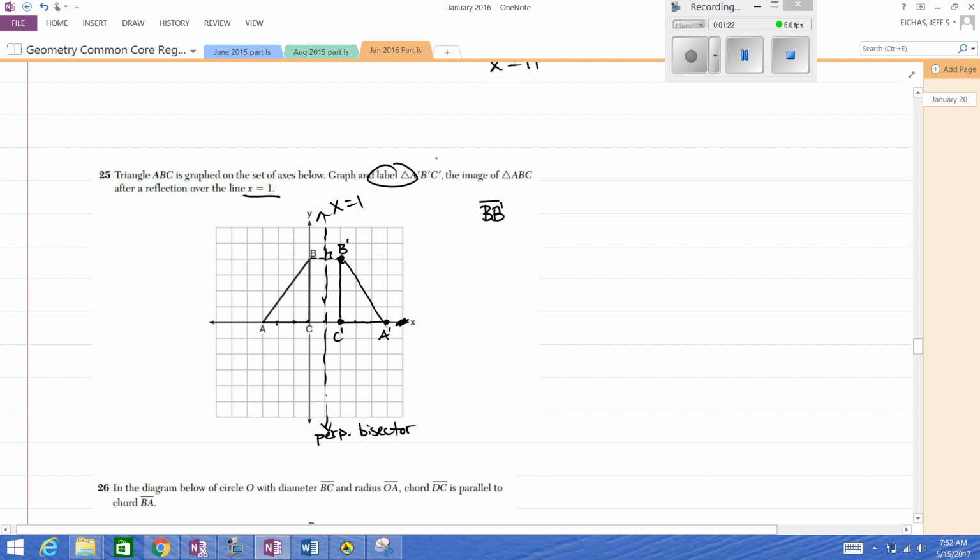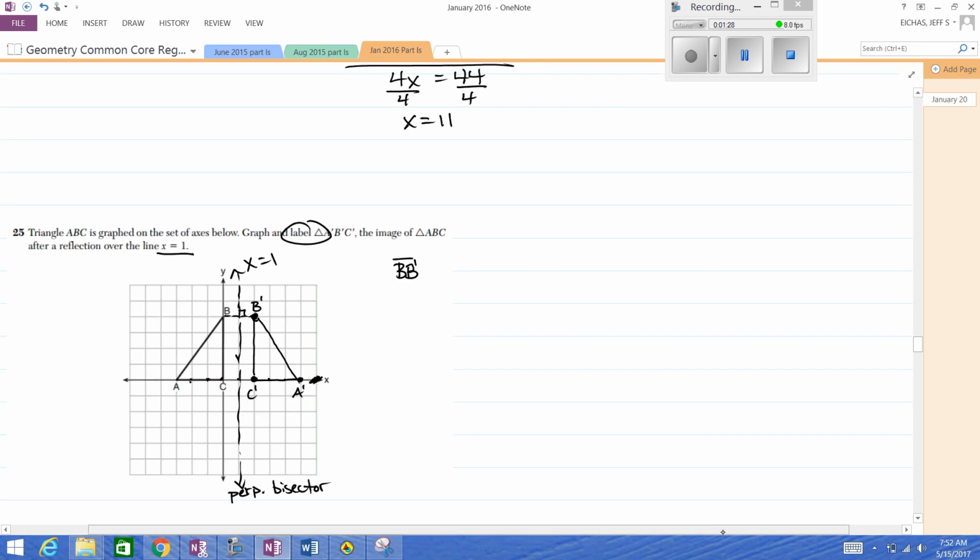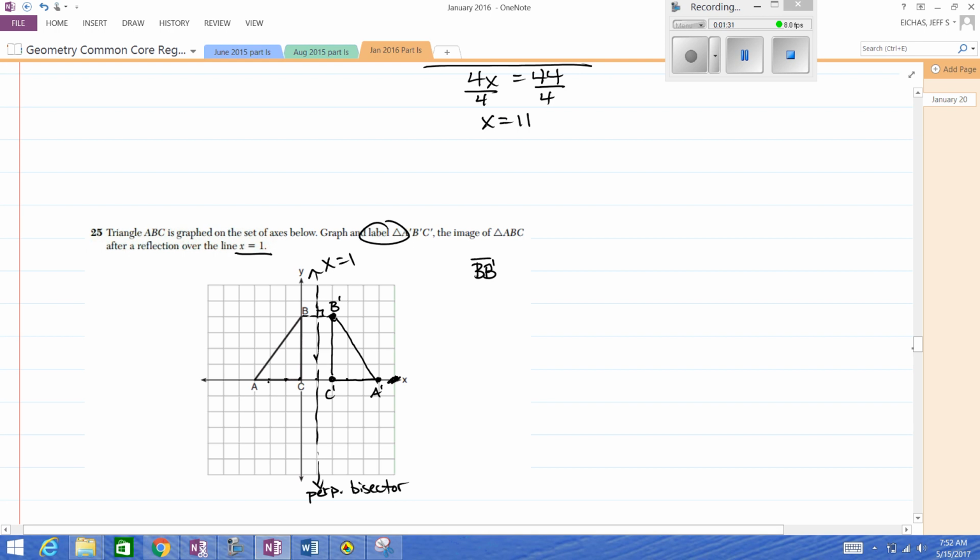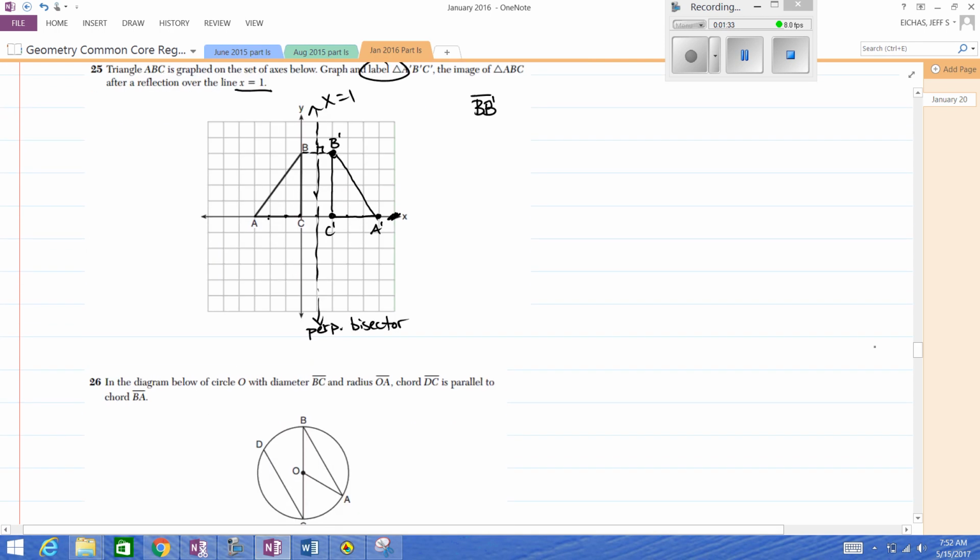It just says label. That means put the B prime, C prime, A prime. It doesn't say state the coordinates. So just so you don't take a risk, you don't have to put them in there. But I might say what A prime is. Let's see, that's the origin. 5, 0. B prime looks like it's 2, 4. And C prime is at 2, 0. All right.